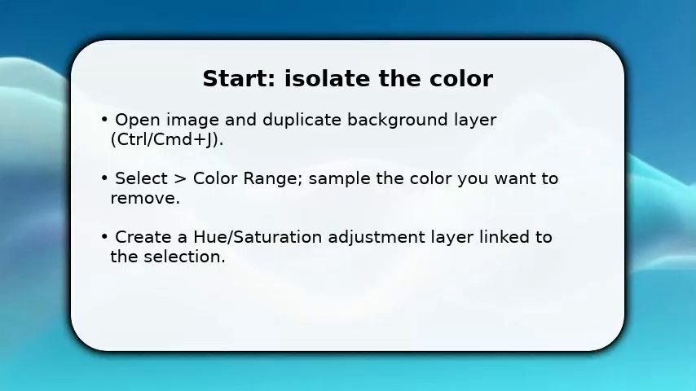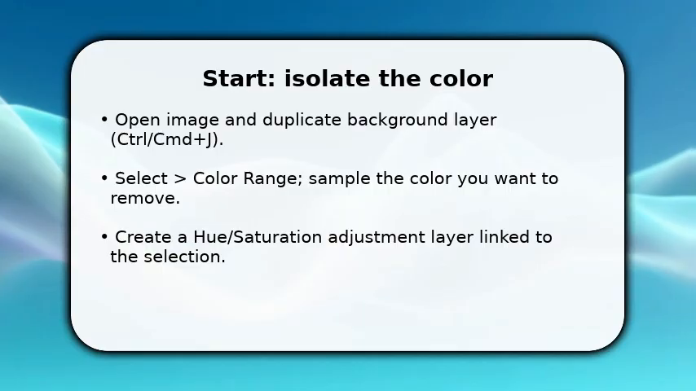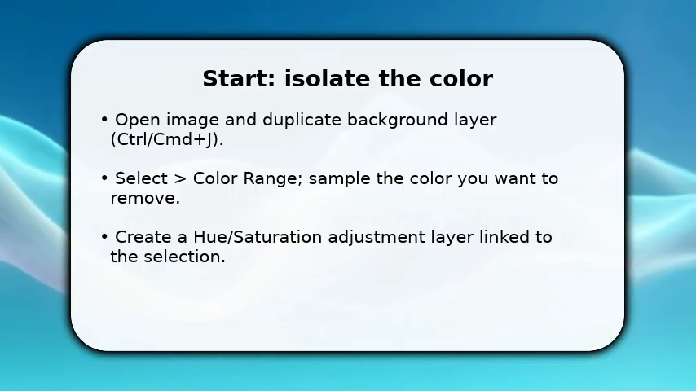Enjoy the video. You start by isolating the exact hue so adjustments affect only that color. Open the file and duplicate the background to preserve pixels. Then choose Select Color Range and click the color you want to remove.